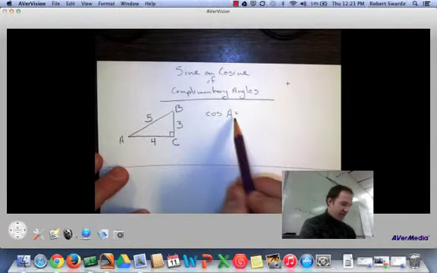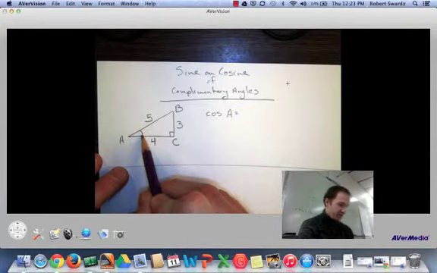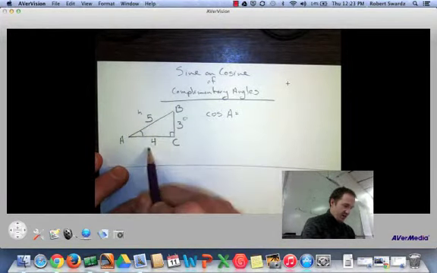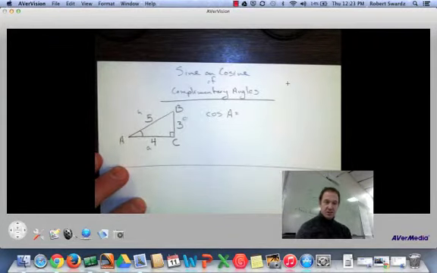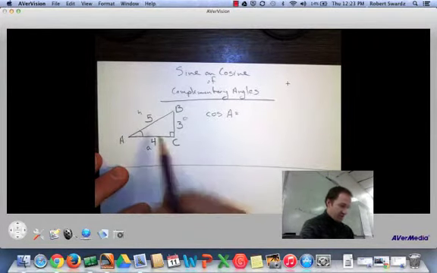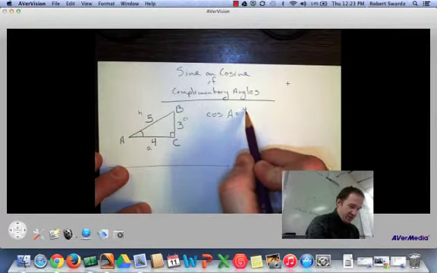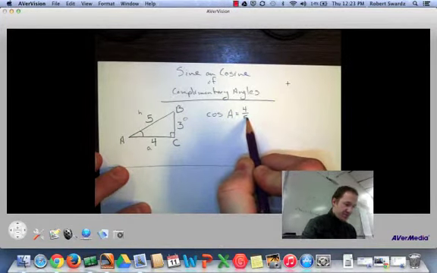So if we're taking the cosine of angle A here, the hypotenuse would be here. This is the opposite side. This is the adjacent side. So adjacent would be 4. Hypotenuse would be 5. So the cosine of angle A is 4/5.